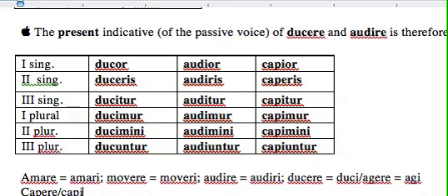So, just memorize these forms and then go on and study the rest.